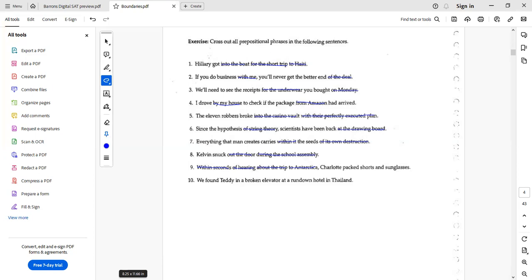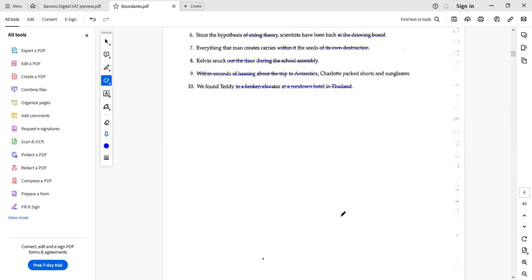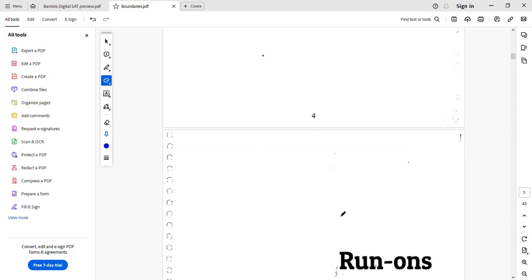Masa, number 10. In a broken elevator, this one. At a rundown hotel in Thailand, this two. Thank you. Perfect. Okay. What do you think now about the rules? Easy, yes? No one said yes, easy. Okay. Take care, all of these I'm only preparing for my file.